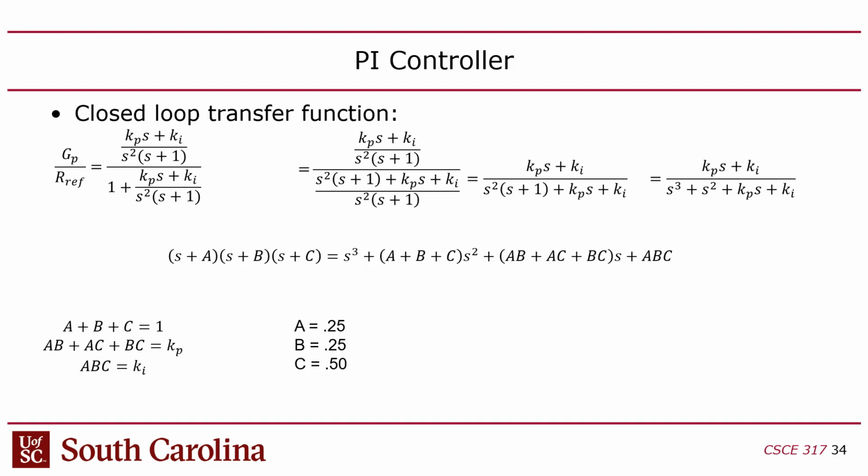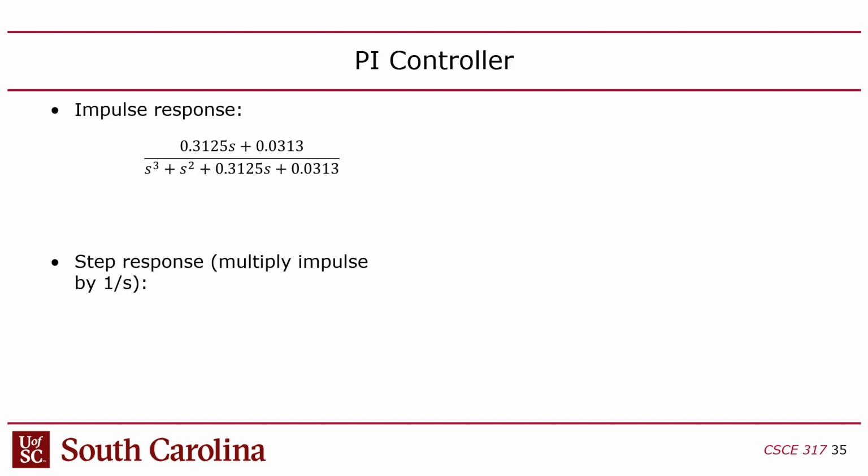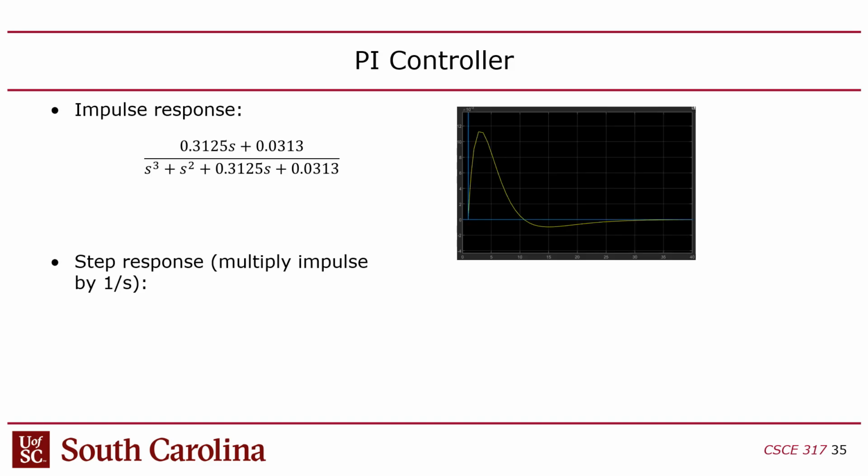So I picked 3 values that work out. A is 0.25, B is 0.25, C is 0.5, and then I went back and calculated the KP and KI from that, and now I have my controller. I put this in MATLAB and hit it with a step response, and it looks good, right? Actually, this is the impulse response. I guess I did figure out how to do the impulse response when I generated these.